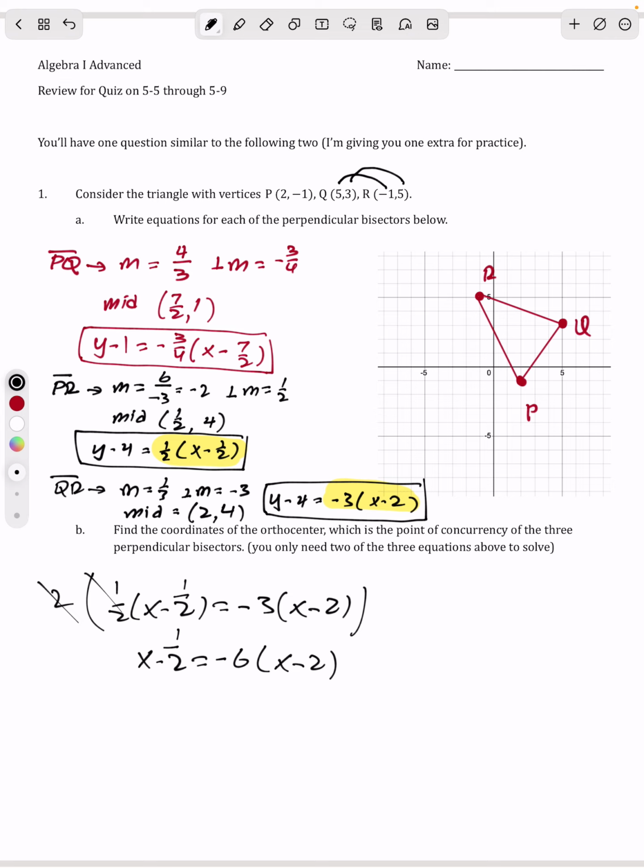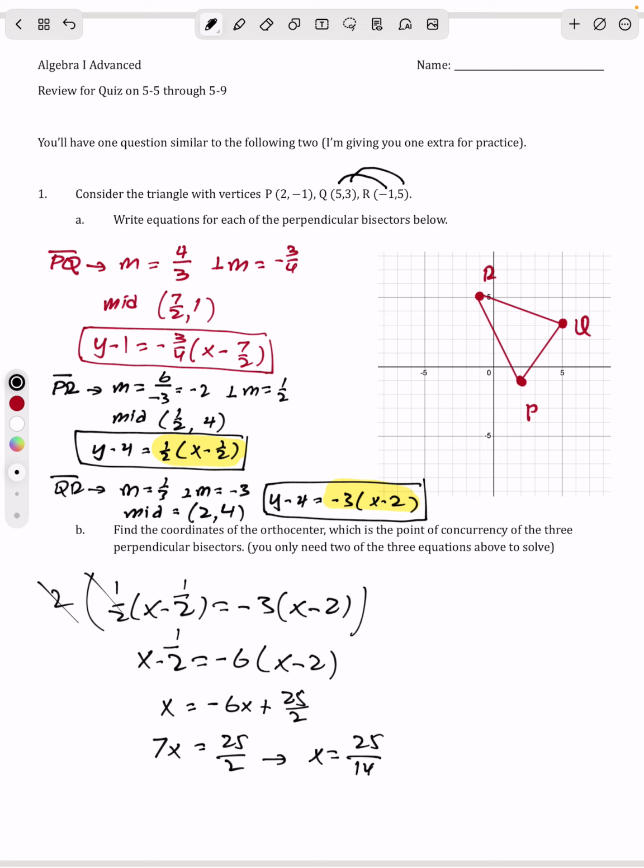It might be unavoidable. Here I'm going to add 1/2 to the other side. Negative 6x plus 12 plus 1/2. Negative 6x plus 25 over 2. If I add the 6x to the other side, I get 7x. This is ugly. I just made this up though, so that's probably why it's ugly. I get x equals 25 over 14. And then to find y, I can simply plug it in.